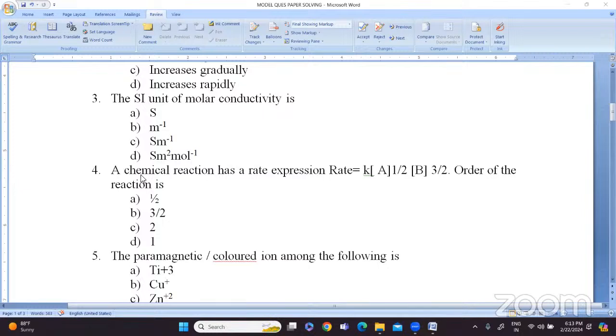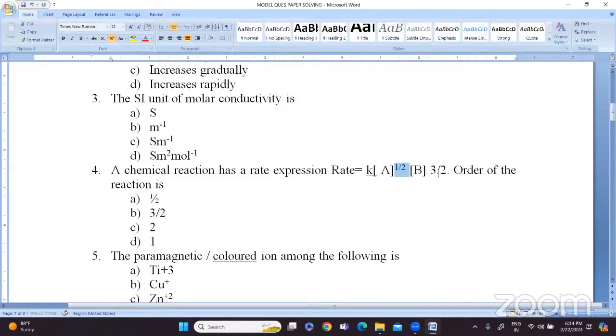Fourth question. A chemical reaction has a rate expression: rate equals k, concentration of A raised to half, and concentration of B raised to 3 by 2. What is the order of the reaction, students? Okay. Vedvati, Purva, Dhanush have answered it as C. Kalki has answered it as B.